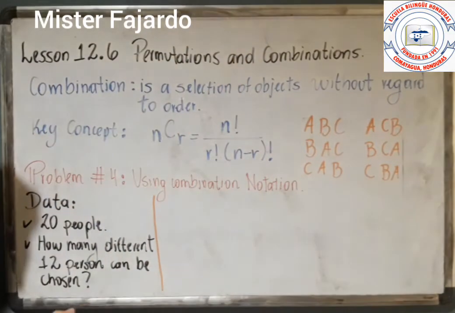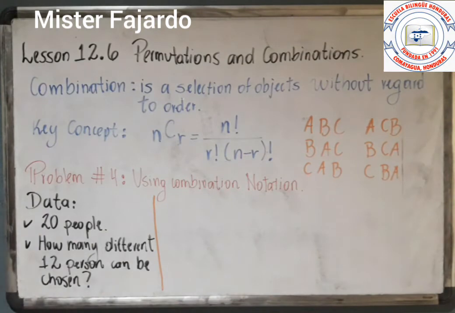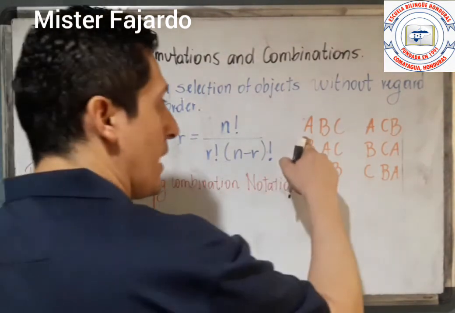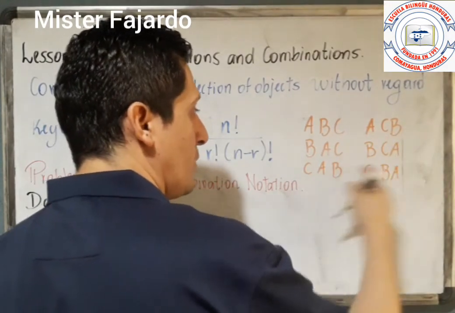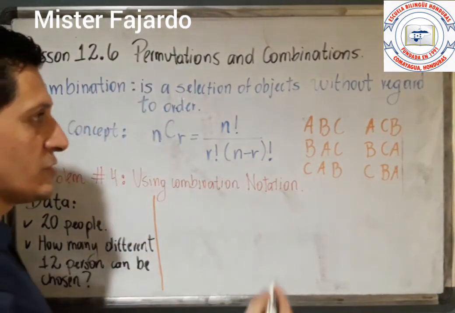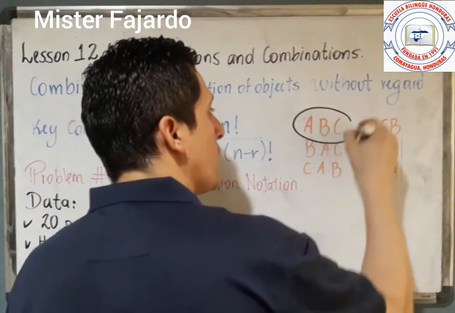That's all the arrangements. But something really important is that if you already have A, B, C and all the other ones, which are just A, B, C in different positions, you are going to count just one.